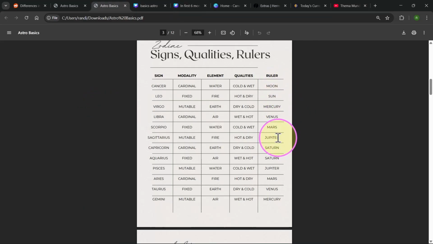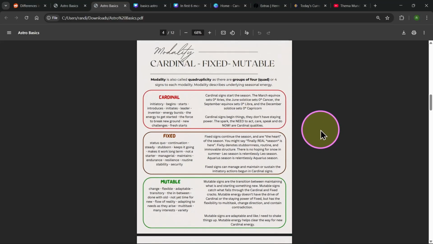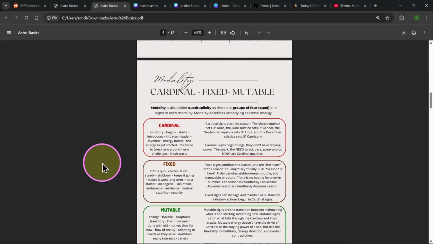Alright, that is the circle chart version of this rulership scheme, right? And you can see how that symmetry plays out. Now we have to look at modality, because we've got a really basic sense here. We want to look more closely into signs. Signs are made up of modalities and elements, so let's look more closely at modality.